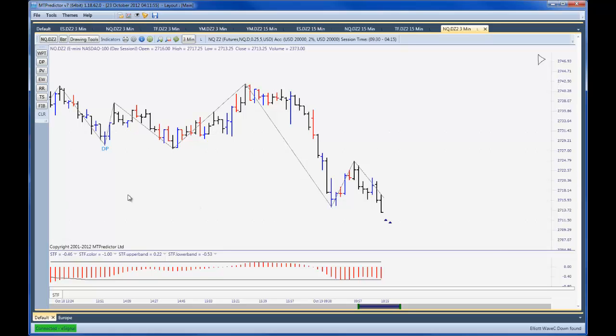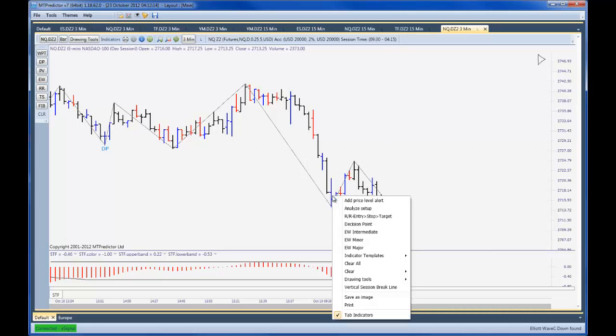Now I'll take a look at the 15-minute chart in a minute to show that you only do this when the large degree trend is anticipated to continue in one direction. But let's start by looking at the NQ here on this 3-minute chart from the 19th, which is on Friday. Here you can see the market's going down to new lows.